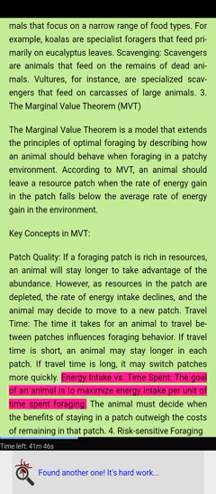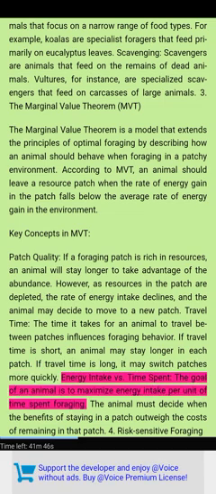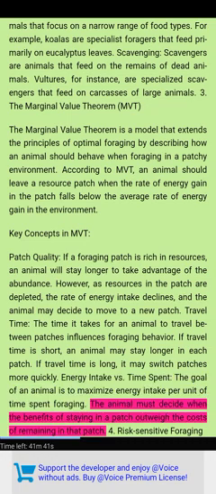Energy intake versus time spent. The goal of an animal is to maximize energy intake per unit of time spent foraging. The animal must decide when the benefits of staying in a patch outweigh the costs of remaining in that patch.